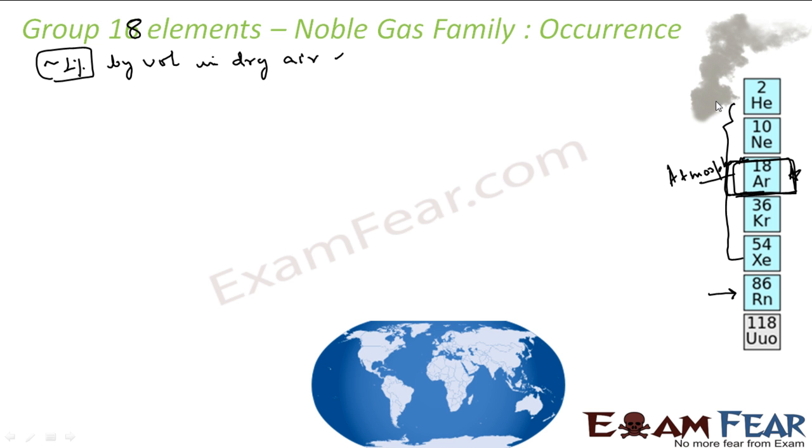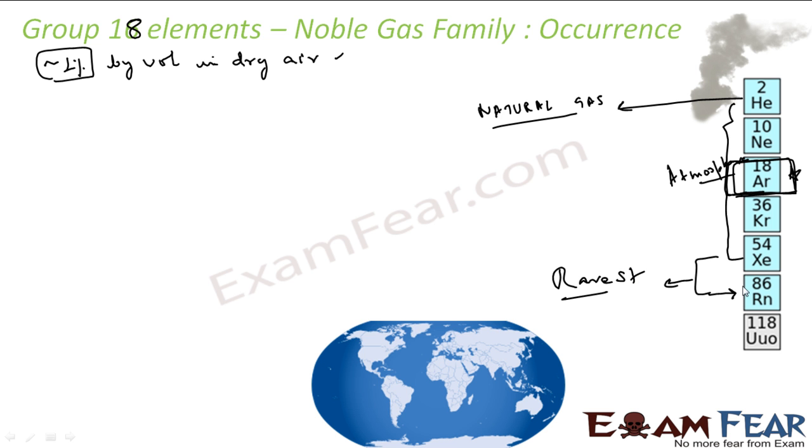Helium and neon are also found in radioactive minerals like pitchblende and monazite, but most of these are found generally in the atmosphere. Actually, if we talk about the main source of helium, the main source of helium is natural gas. Xenon and radon are actually rare. They are the rarest elements of this group.